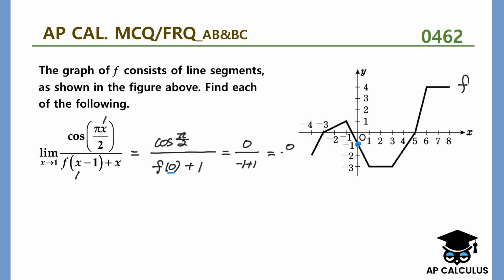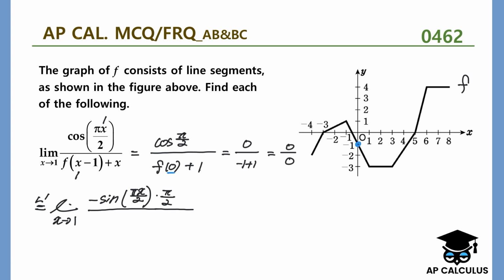So we have a 0 over 0 indeterminate form, right? So we're going to have to apply L'Hopital's rule. Here, let's apply L'Hopital's rule. Then it will give us the limit as x approaches 1, derivative of numerator first. Derivative of cosine, that's negative sine. We have pi x over 2 times the derivative of this expression right here. That's pi over 2 times x, right? So the derivative is just pi over 2.